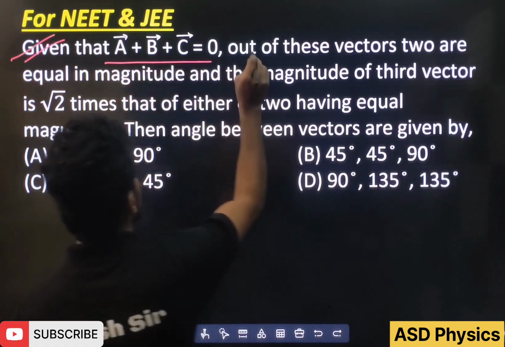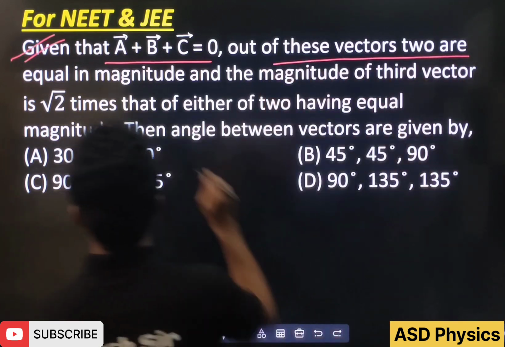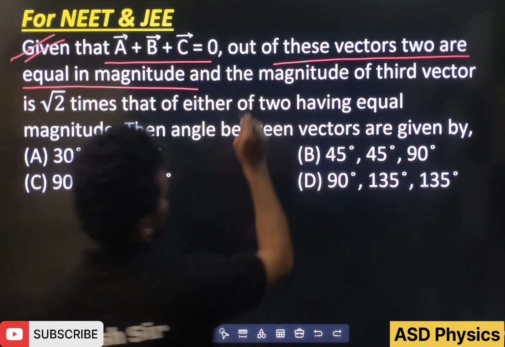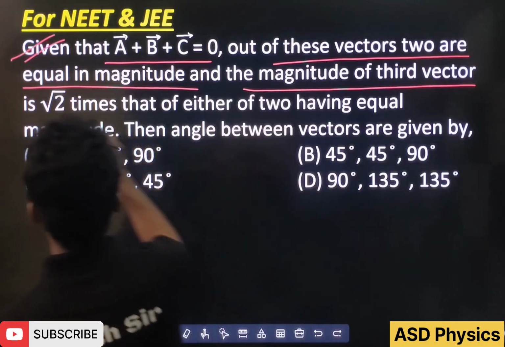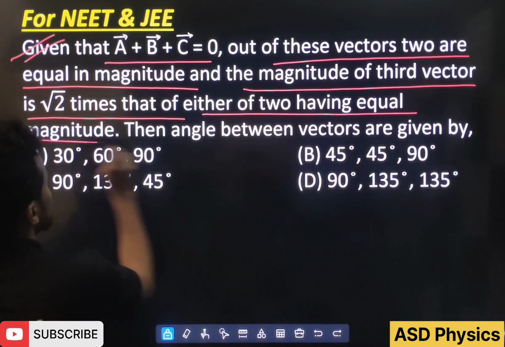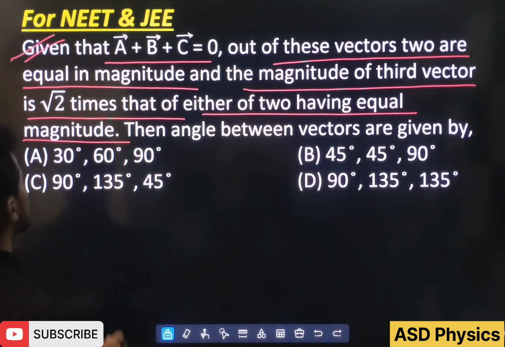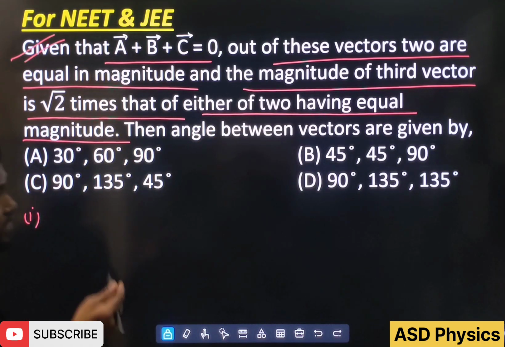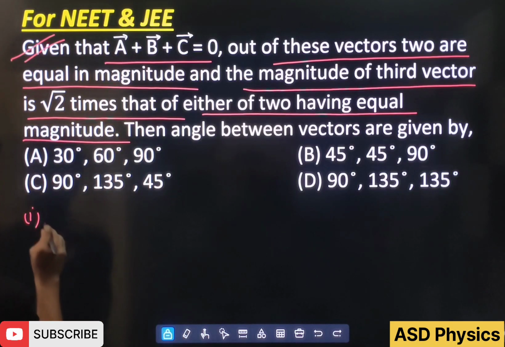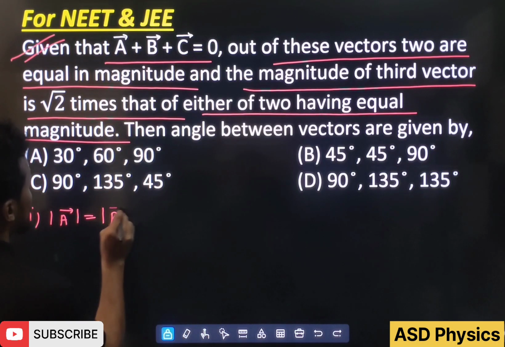Given that a plus b plus c equal to 0, out of these vectors, 2 are equal in magnitude and the magnitude of the third vector is root 2 times that of either of the two having the same magnitude, then the angle between them is how much? Okay, so 3 vectors are there: a, b, c. In that, 2 are of equal magnitude. This mod a is equal to mod b here.